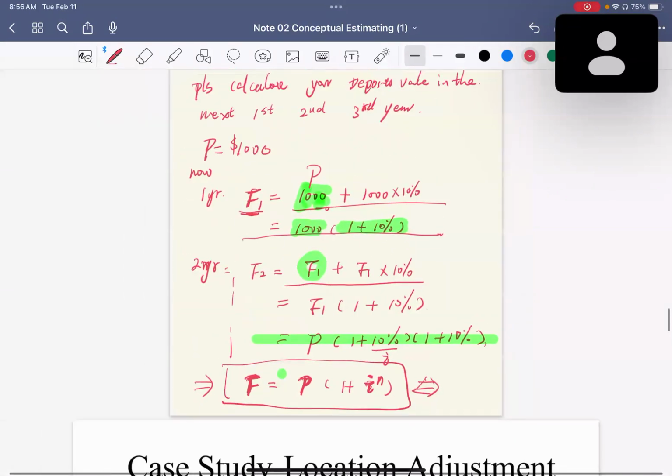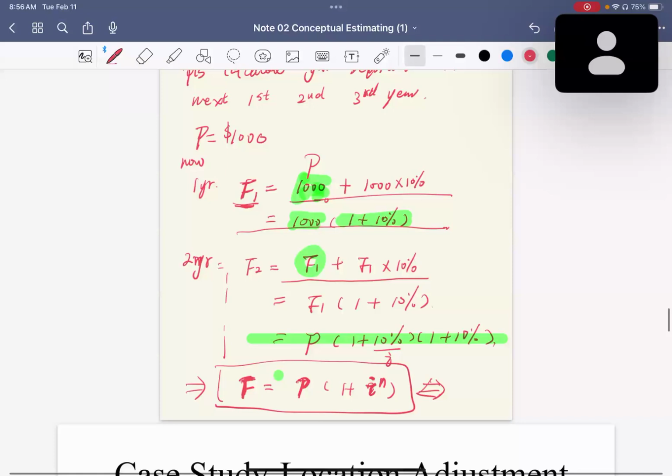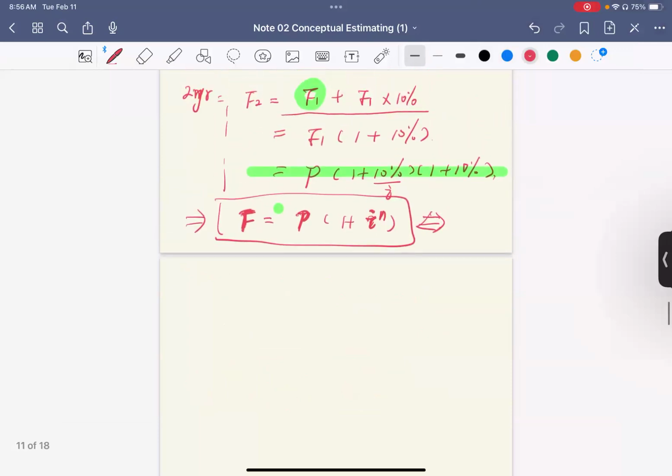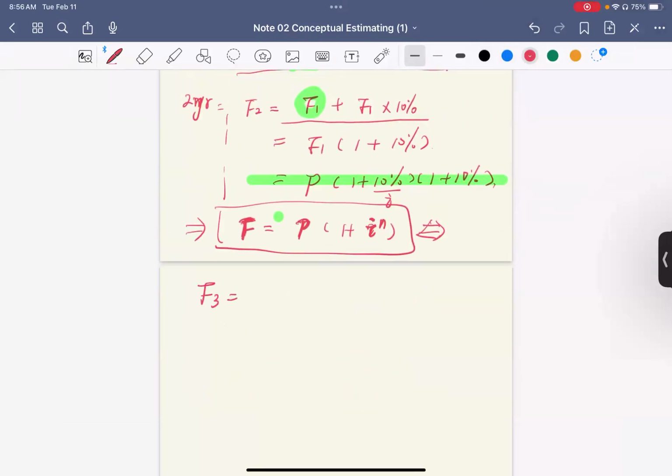So for example, if we have year 3, F3 will be equal to P from year 0 times (1 plus I) to the power n, and here n is equal to 3. Okay, so that is the equation when you know your current value and you want to find your future value, and you also know your interest rate, right? You just need to understand the year difference. Okay, any question for this one?